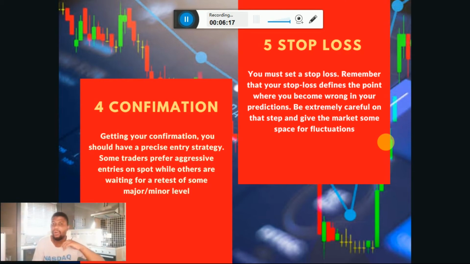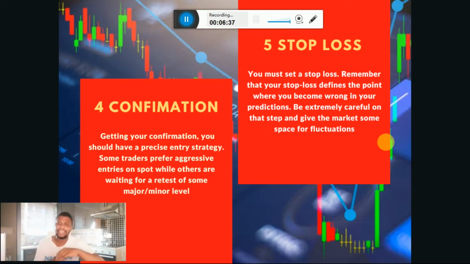Some people want to wait. Maybe the market will break out of a particular level and then come back to retest that level, and then they place their pending order and run with it. Some people like to wait for the market to actually come to the particular level and retest that level, and then it falls down.